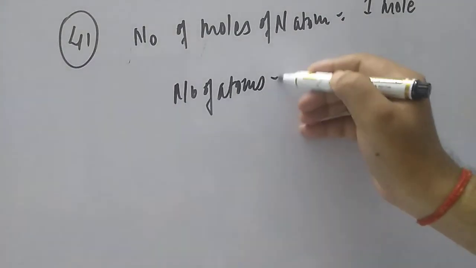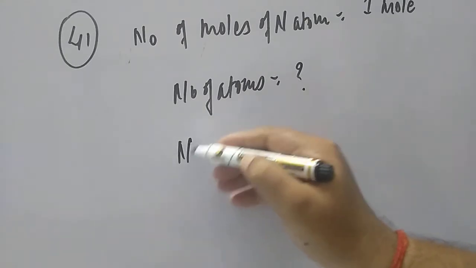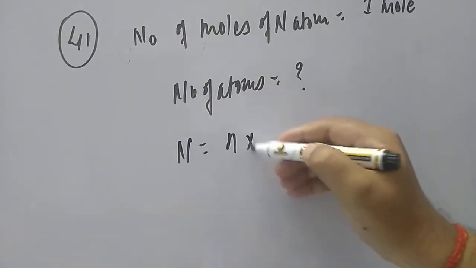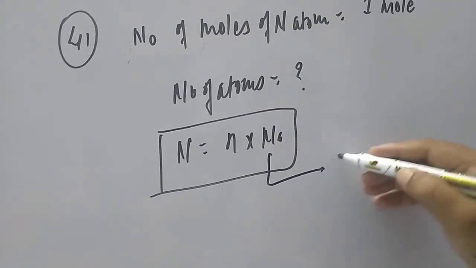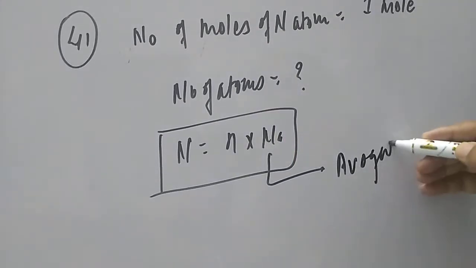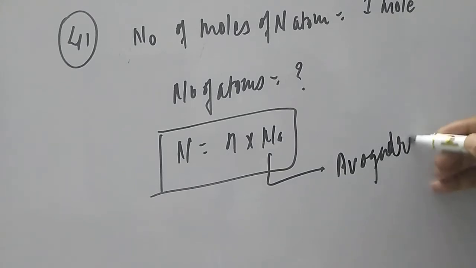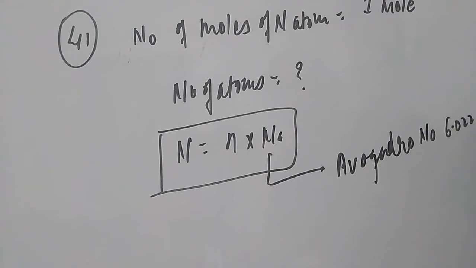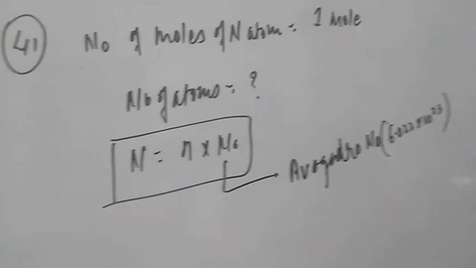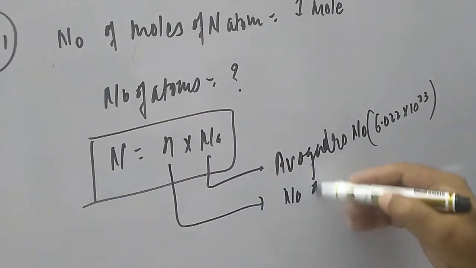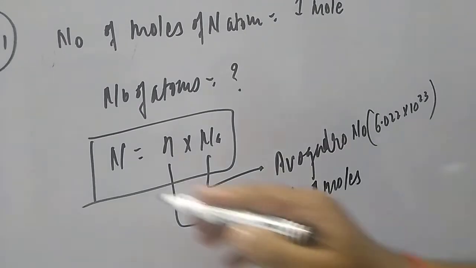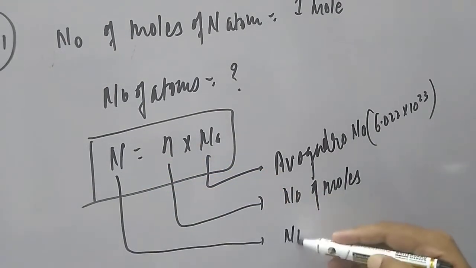This is very simple, student. The number of atoms, N, equal to the formula I already told you, small n into NA. Okay, this is our formula. This is what, student? This is Avogadro number. Okay, Avogadro number value you already know, 6.022 into 10 power 23. Now, small n is number of moles, and capital N is number of atoms.